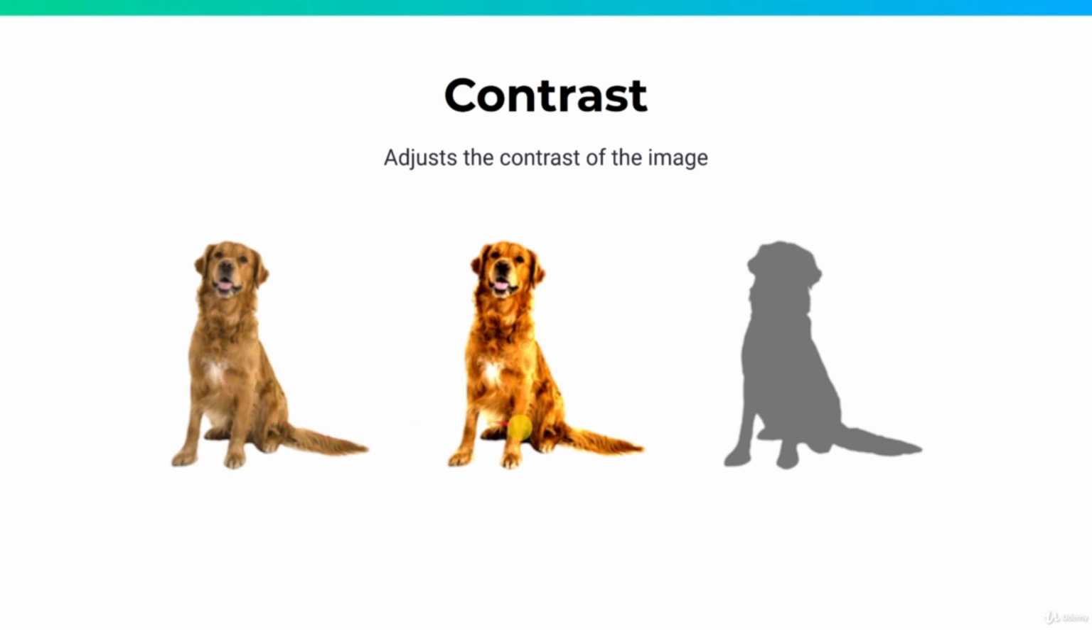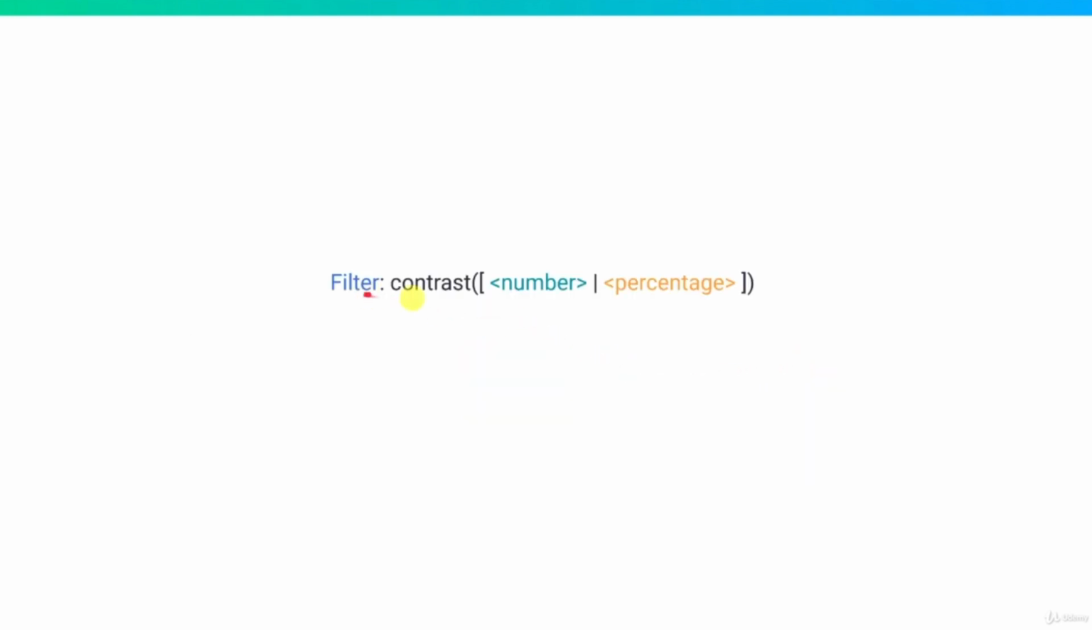But what happens if you go below 100%? Well, if you go below 100%, you will get this darker result. So 100% is the default value of contrast. If you go beyond 100%, you will get this high contrast, and if you go below 100%, you will get this darker result. But before showing you this contrast function in action, let me tell you what kind of value you can pass as a parameter. Here's the contrast function, and you can pass a number or percentage value as a parameter.